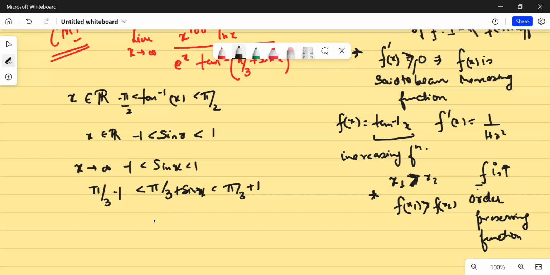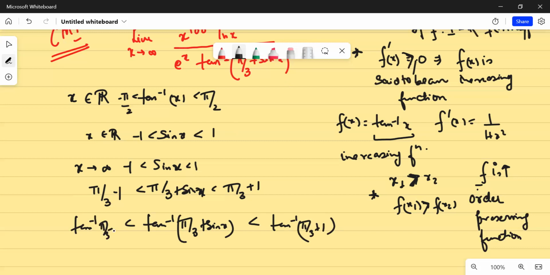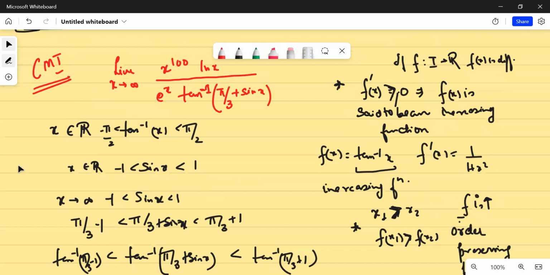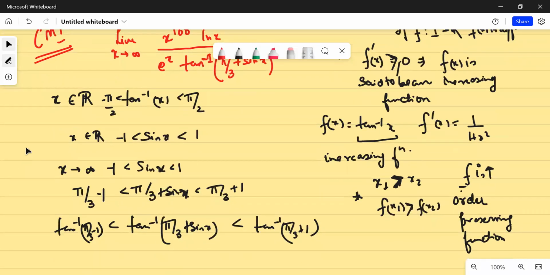Yes. Okay. So I'll write that tan inverse pi by 3 plus sin x would lie between some bounds, let's say tan inverse pi by 3 plus 1 and tan inverse pi by 3 minus 1 here. Okay, so this is fine. So this is something that you are aware of.